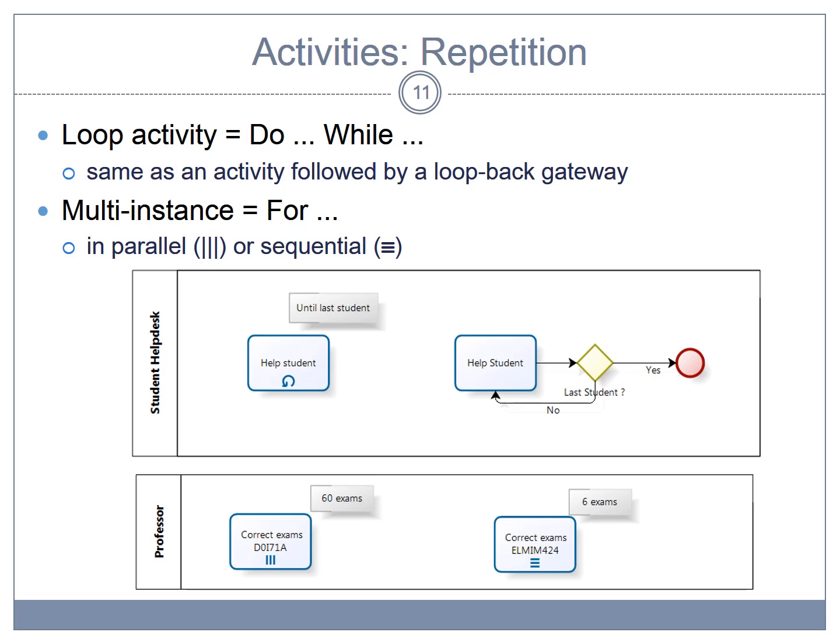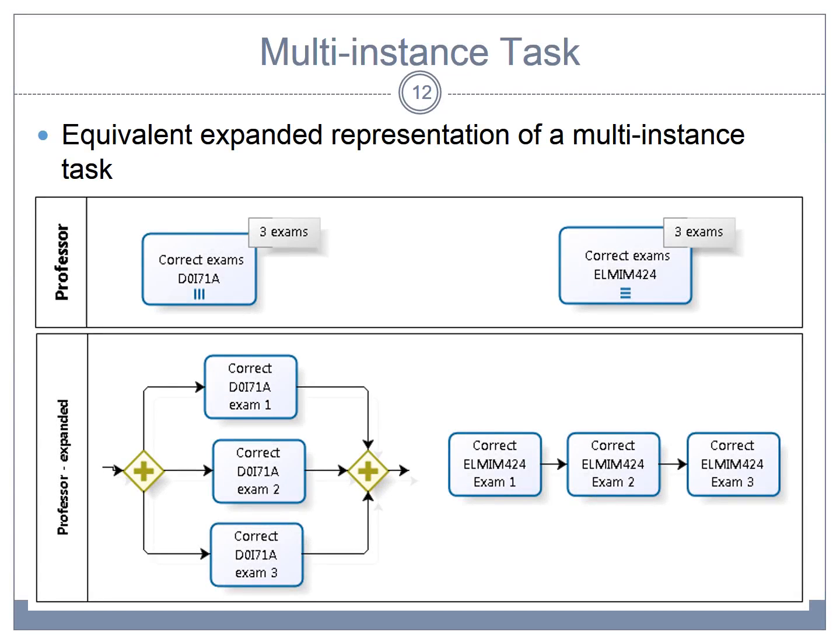At the bottom, you see a professor correcting exams. In the first case, there is a course where 60 exams need to be corrected. So it means all these exams will be corrected in parallel. And in the other case, you have 6 exams, and these exams are corrected in sequence. It's further refined on this slide with only 3 exams, because my slide is limited in space.